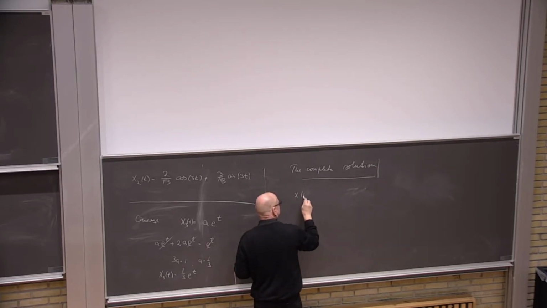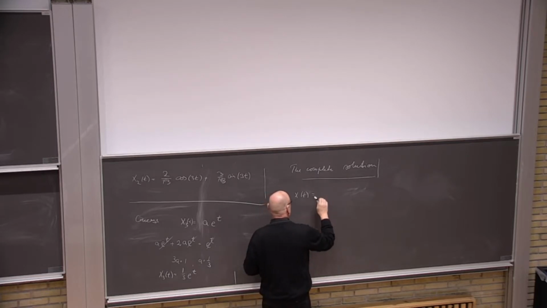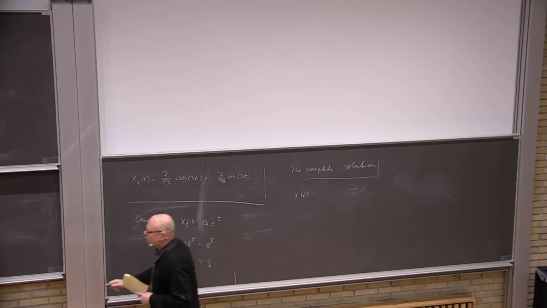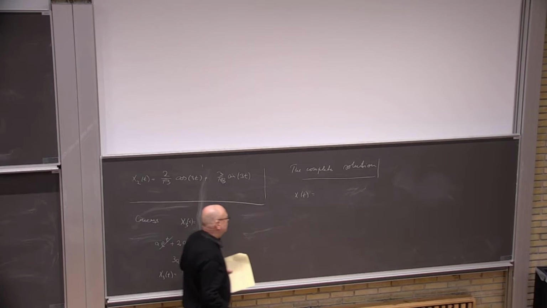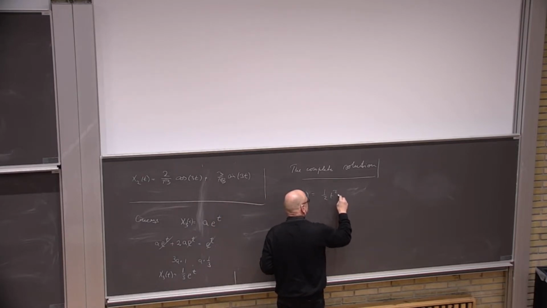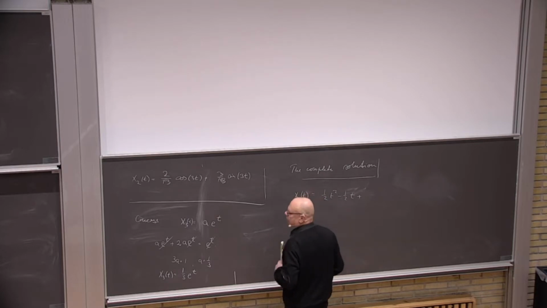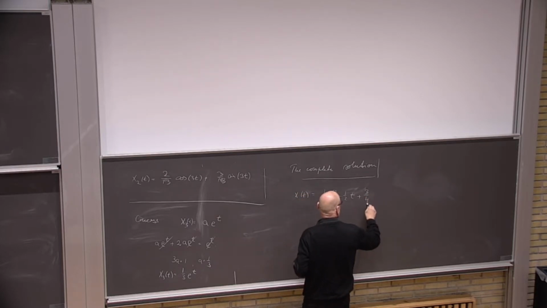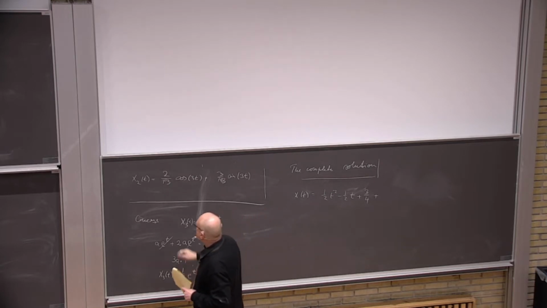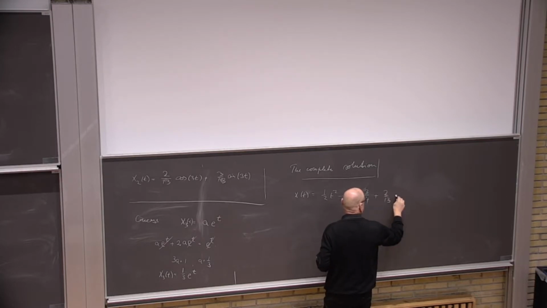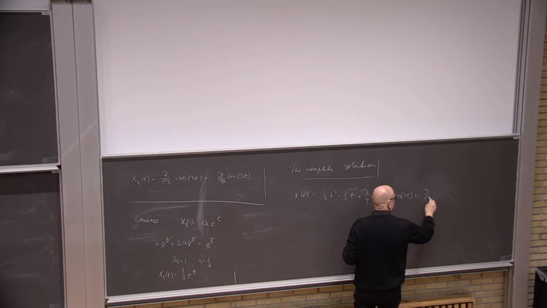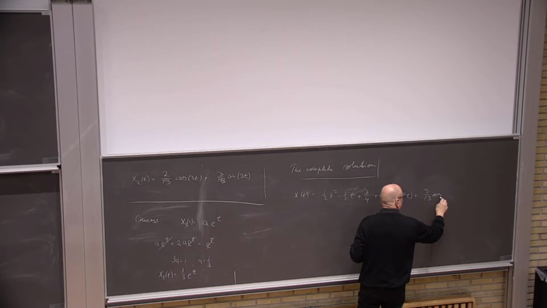You have x of t is equal, and let me take x1. I have x1 of t here, so it'll be 1/2 t squared minus 1/2 t plus 3/4. And then the second solution here, which is 2 divided by 13 times cosine, plus 3 divided by 13 times sine of 3t.